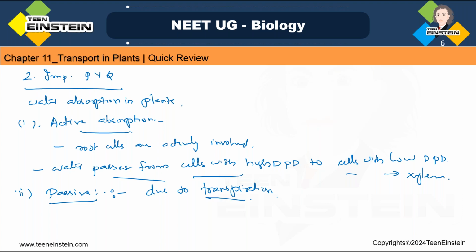Passive means due to transpiration. Here transpiration is happening, so water is being lost from the plant. That creates a need for water molecules inside the body of plants, right? So due to the development of a tension or suction pressure, there is a need for more water. That's how, due to that suction pressure gradient, passive absorption takes place, creating a need for that absorption.